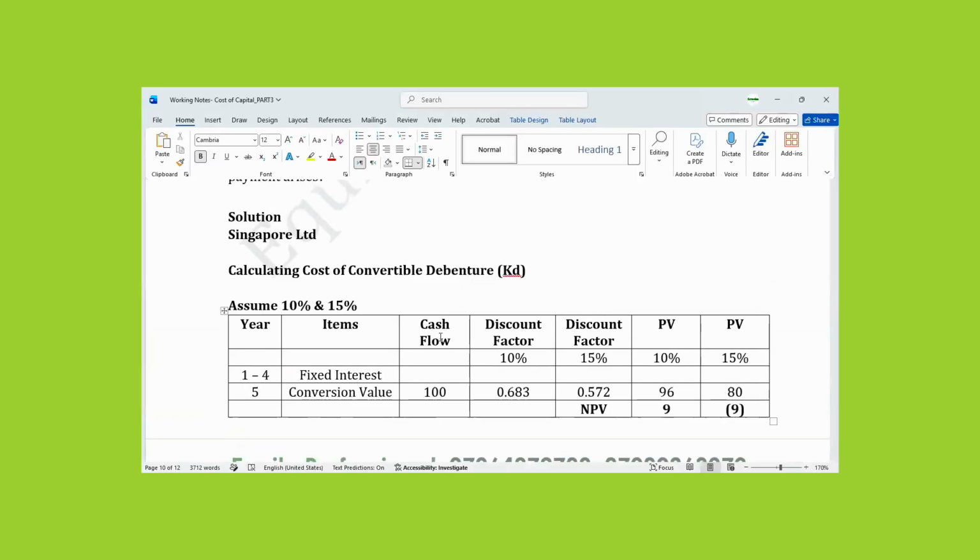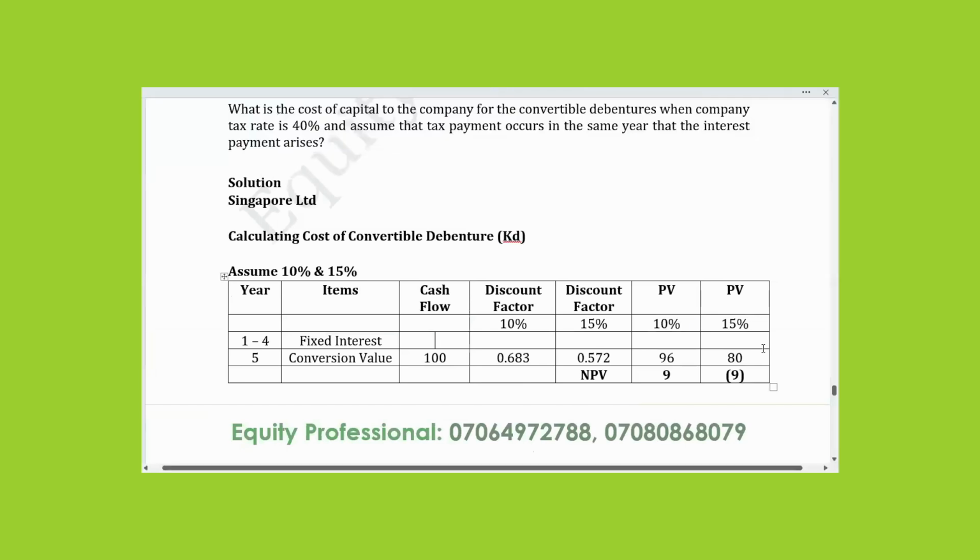So if you include year 0, that means you are calculating net present value, which is not what you wanted to do. So that's it.